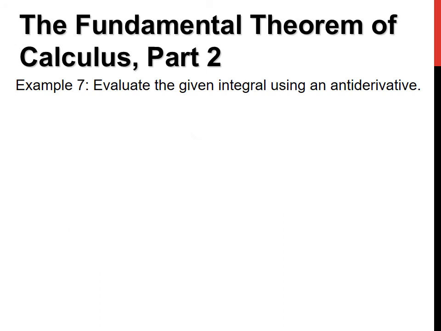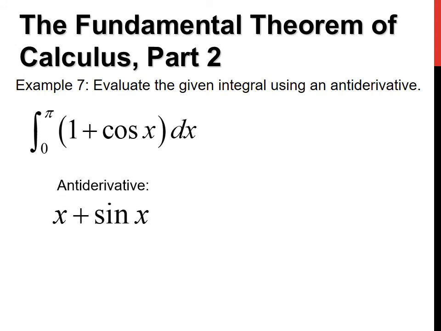Example 7. Evaluate the integral using antiderivatives. Evaluate the integral from 0 to pi of 1 plus cos x dx. If our variable of integration is x, then the integral of 1 is equal to x, and the integral of cos x, or the antiderivative of cos x, is sin x.